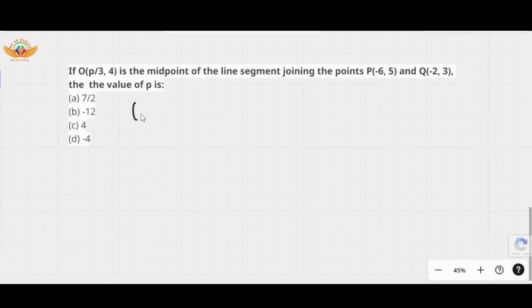They have given a point that is p by 3, p divided by 3 comma 4, and they are saying this is the midpoint. Actually, what is our midpoint formula? Midpoint formula is x1 plus x2 by 2 and y1 plus y2 by 2, and here they have already given us those points. Let us do directly. Minus 6 minus 2 by 2 comma 5 plus 3 by 2.